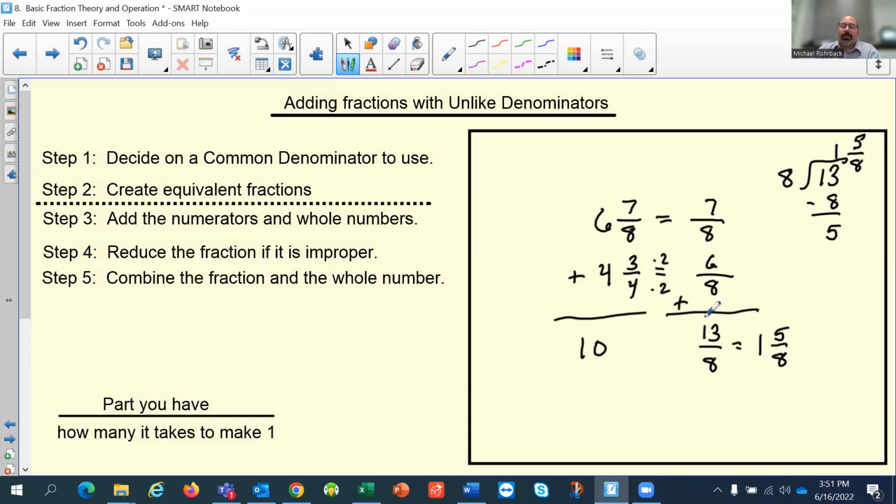So now you have 1 5/8 to go with your 10. So the 10 plus the 1 is going to be 11. And the 5/8 just comes along and you have 11 5/8. Can you reduce it? Nope, 5 and 8 don't share any factors. So that is your final answer. And that's basically how you're going to add fractions with unlike denominators.